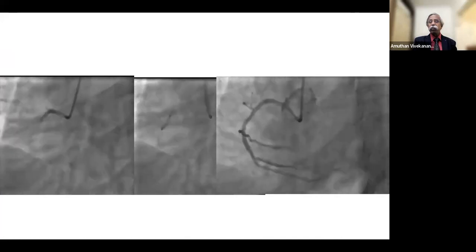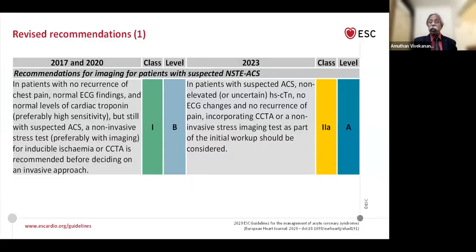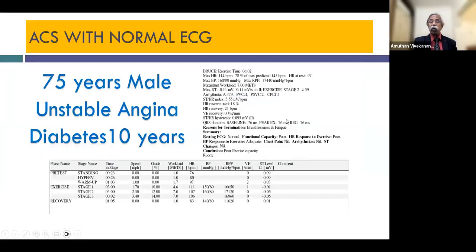The final slide shows the good result. Now, patients with unstable angina. This is a patient with unstable angina, and you can see here this patient should be taken for stress echo.